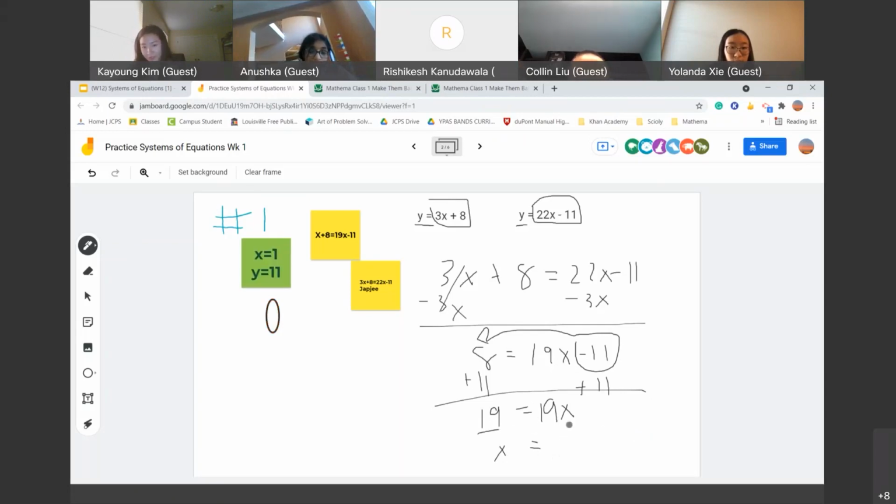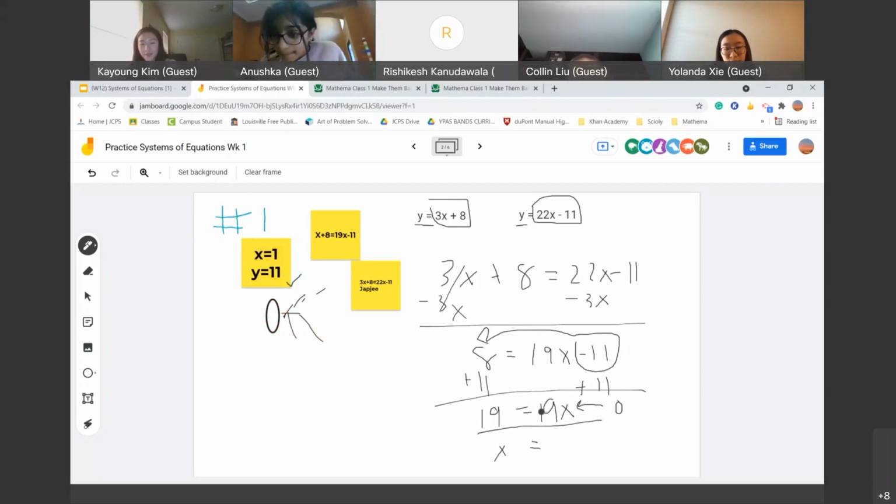Are you sure? Look at this again. 19 equals 19x. X would be what? If I put 19 in here, that's not going to equal 19. So 0? Very close. If I put in 0, then 19 times 0 is 0, and 0 doesn't equal 19. 1. Yeah, it's 1.